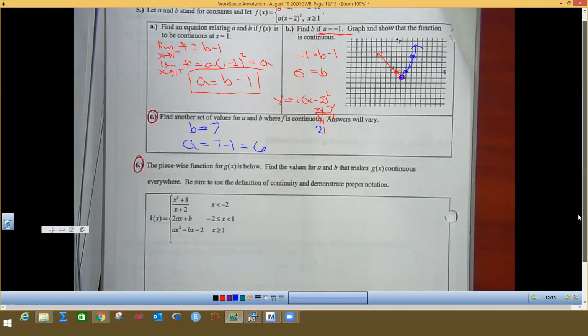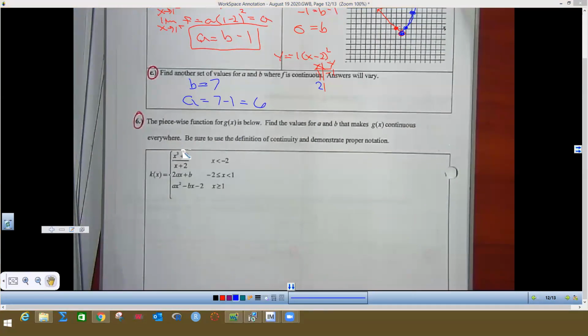Coming down here to number 6, we got a piecewise function. This is a sum of two cubes, so I need to know how to factor a sum of two cubes. When you factor a sum of two cubes, you take off the cubes, you square the first term, you use a sign that's not in the parentheses on the left. Since it's x plus 2, I'm going to make this x squared minus x times 2, which is 2x, and then you square 2, which is plus 4, and we still have that x plus 2 on the bottom. So these reduce. So this thing right here is what's left of my function. I'm going to be using that.